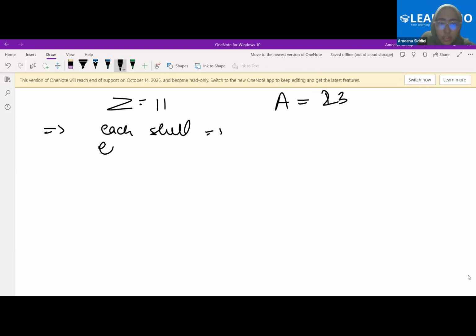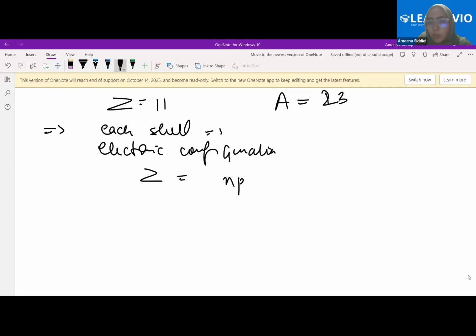What is electronic configuration? The arrangement of electrons in the orbits, in the shells. That is the electronic configuration. So if I have a different atomic number, I will have a different number of protons and a different number of electrons. Therefore, my electronic configuration will be different. For every element, the atomic number is different, and therefore, for every element, the electronic configuration is different.